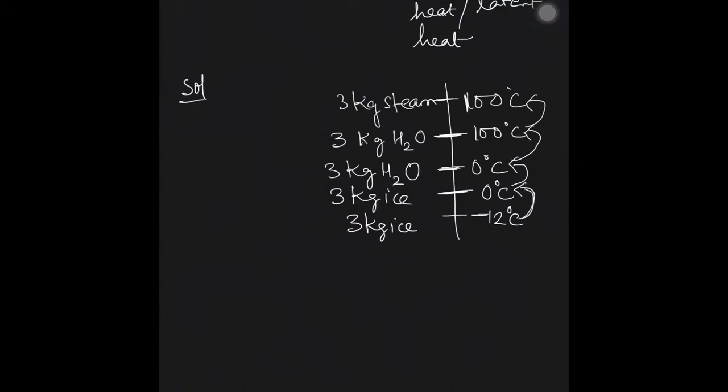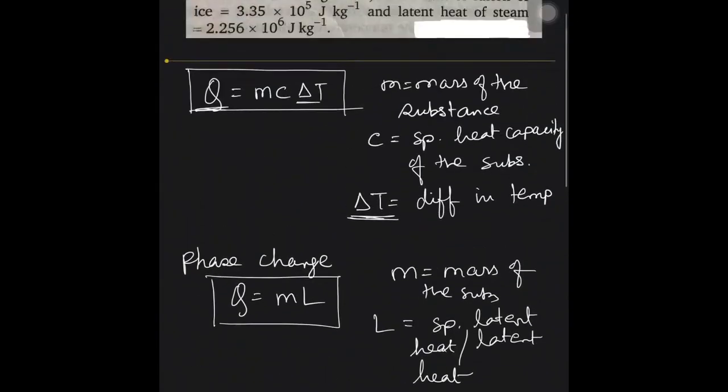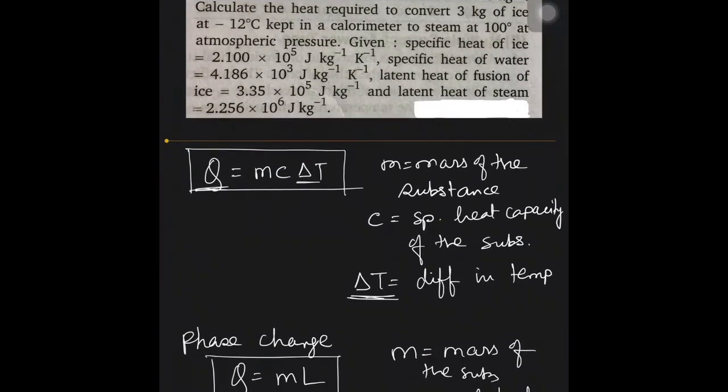4 steps are involved. Let's say in this step the heat given is Q1. In the second step, let the heat given be Q2. In the third step, let the heat given be Q3, and here Q4. Now as you can see, for Q1 it is change in temperature, right? You are giving heat and the substance is changing temperature. So the formula involved is mc delta T. Mass of ice is 3 kg. You have to find out the specific heat capacity of ice. Let's see in the problem how much it is given.